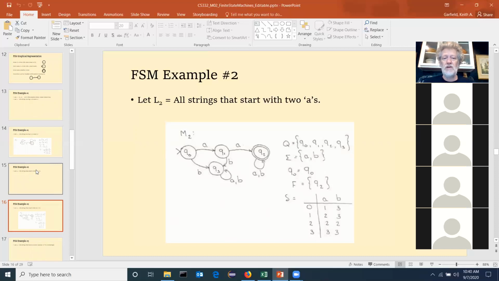I start in Q0, the first A takes me to Q1, and the second A takes me to Q2. But if I start with a B, I go to Q3, and notice what happens. Once I'm in Q3, I can never get out. So no matter what happens to the rest of that string, I will never accept that string. I will always reject that string. I call that a garbage state or a trash state. Basically, I threw the string in the trash.